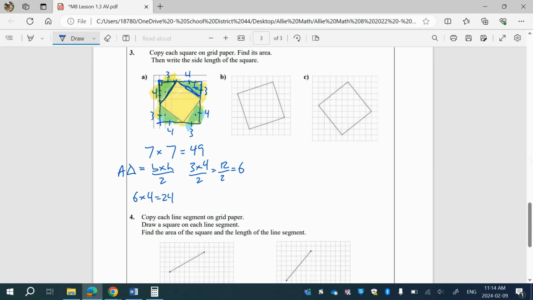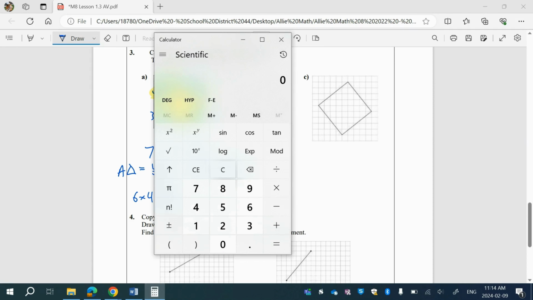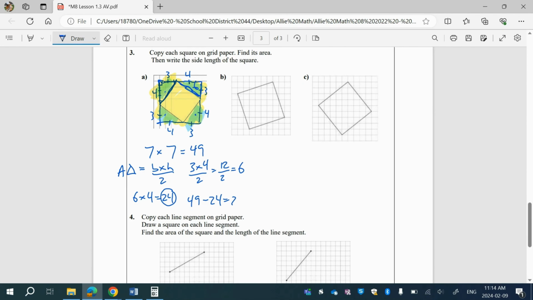So now we have our big square, 49, minus our 4 triangles, 24, equals, let's do that in my calculator, 49 subtract 24 equals 25. I guess we could call it units squared. That's the area of our inner square, 25. Okay, so a good number of steps, but there we go. We get there somehow.